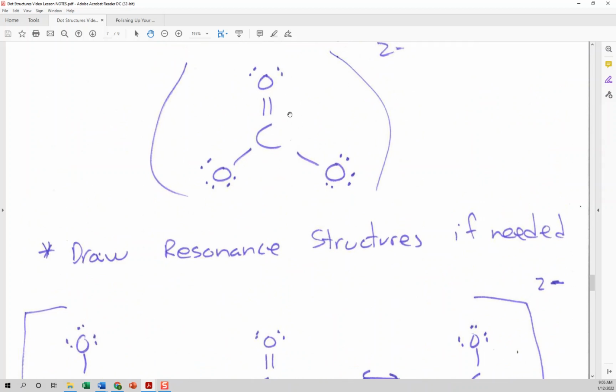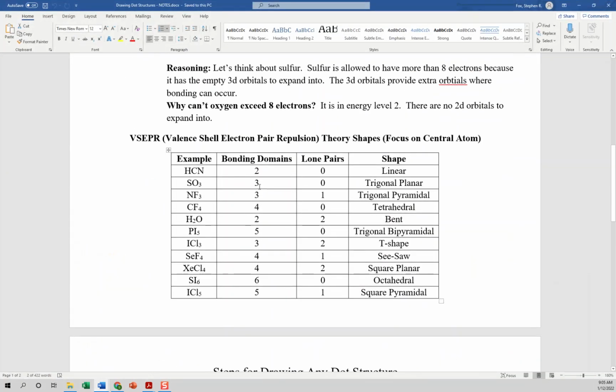So again, if I want the shape of the molecule, I'm going to look at the central atom, and I'm going to count how many bonding domains I have and how many unshared pairs I have around just the central atom, okay? So here's my central atom. I got 1, 2, 3 bonding domains, 0 lone pairs. So I'm going to go to my chart, and I'm looking for 3 bonds, 0 lone pairs, and the shape is called trigonal planar. Trigonal planar means it's a triangle, and planar means all the atoms are in the same plane, all right?